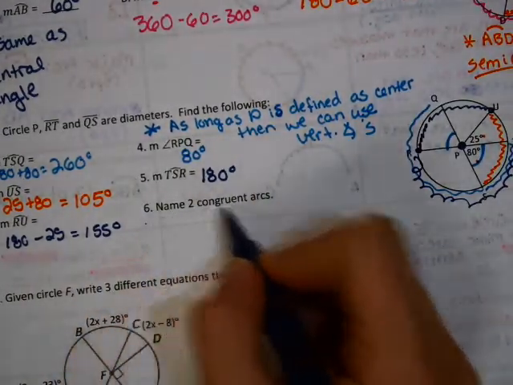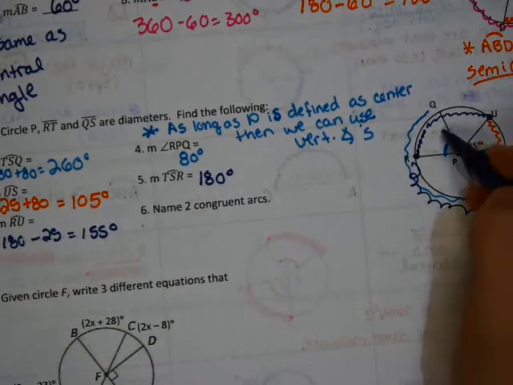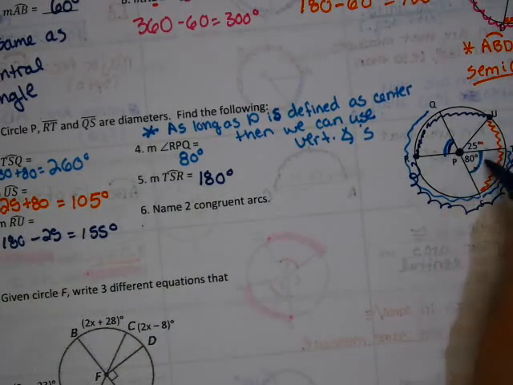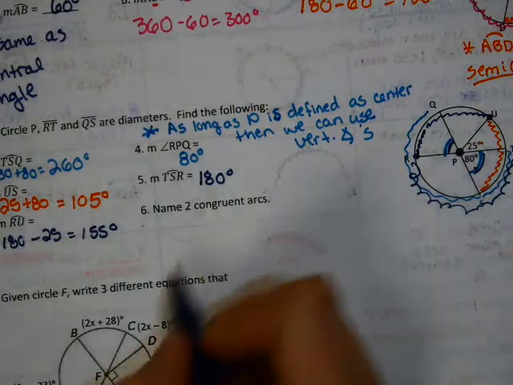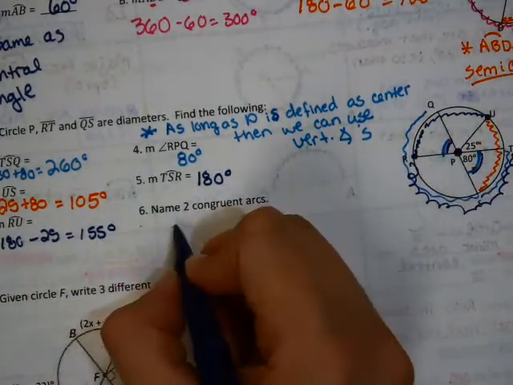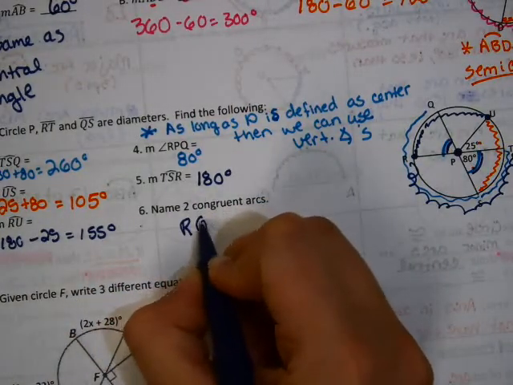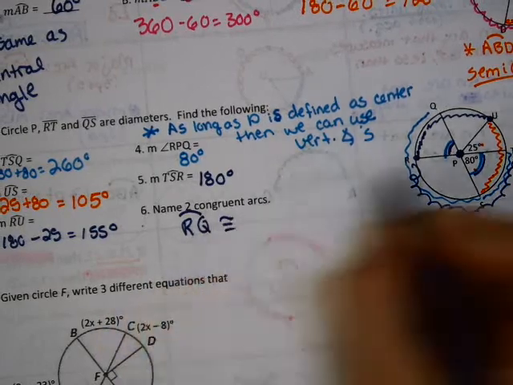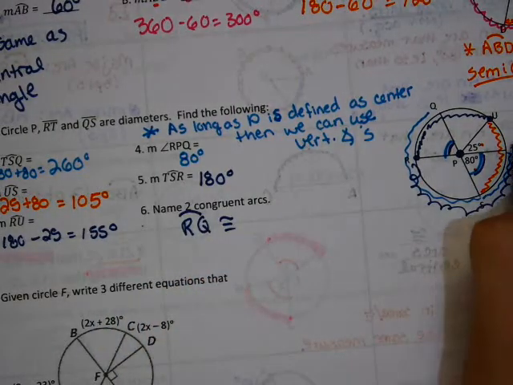Question 6. Name two congruent arcs. Well, we can do that by looking at our vertical angles. So I have arc QR, or RQ, is congruent to arc TS.